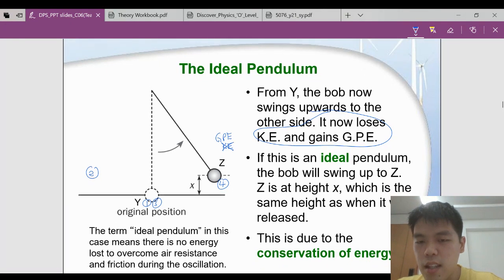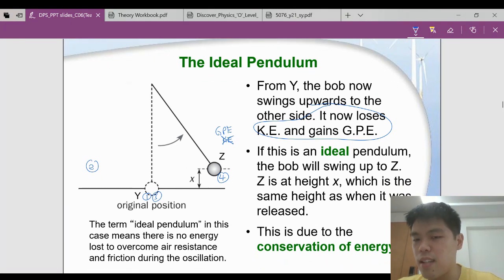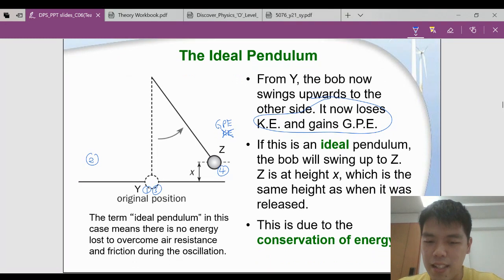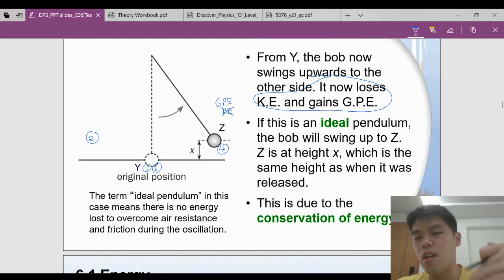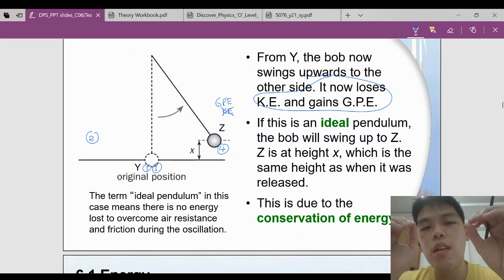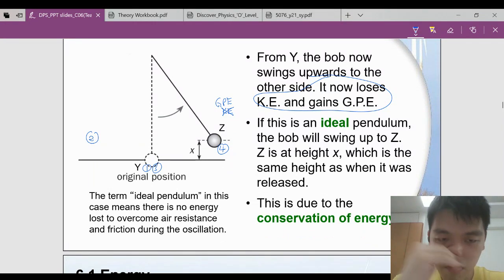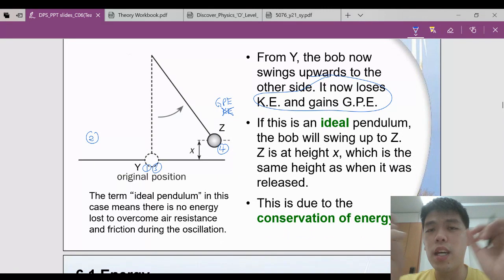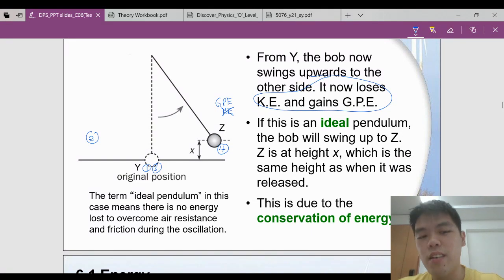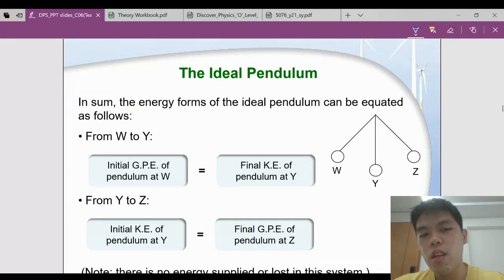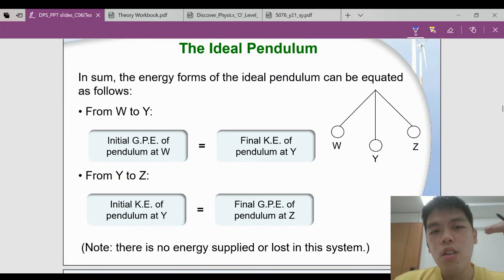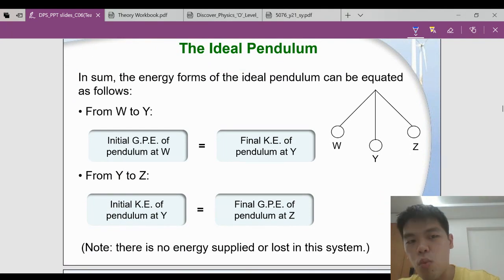In the ideal case itself, the bob will swing up to Z at the same height as when it is released. So this whole thing is what we call the conservation of energy. Energy is always converted from one form to the other, and it's always interchanging from one to the other. It is not lost, it is not created. Okay, let's summarize for the ideal pendulum first. In summary, this is what is happening from W to Y. Here at W, we start first, then you go on to Y. It has GPE. At Y itself, it has no GPE, it only has KE.